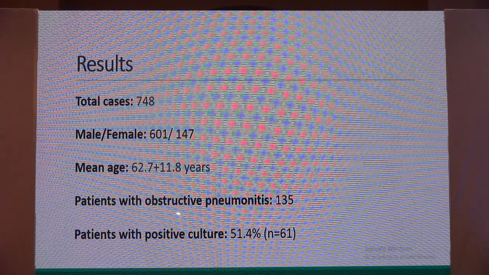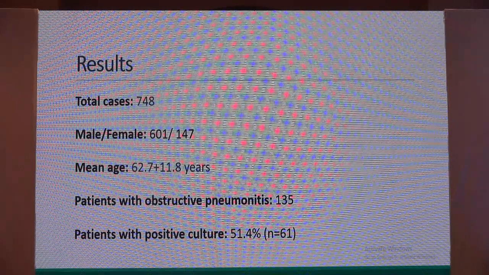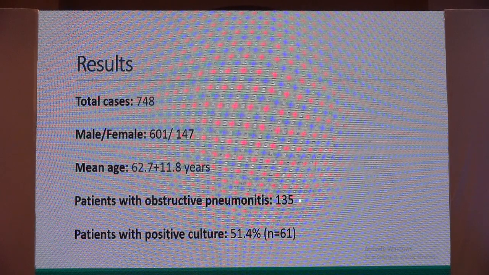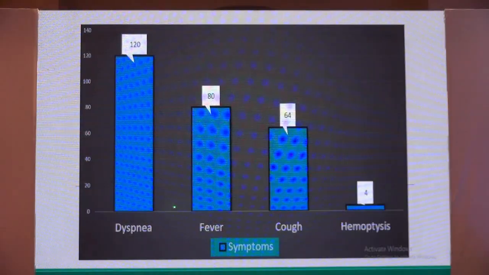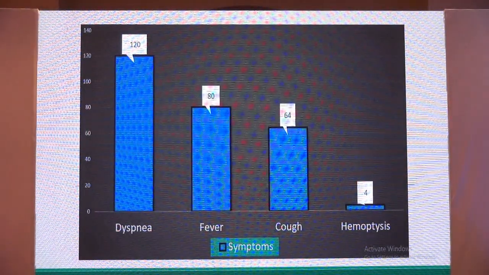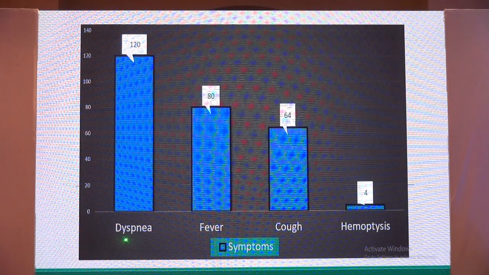Patients who were diagnosed with obstructive pneumonitis on bronchoscopy were 135, and the rest of the data is based on these 135 patients. Among them, patients with positive culture were 51.4%, or 61 patients. These were the presenting complaints of these patients. The majority presented with dyspnea, then fever, cough, and hemoptysis.